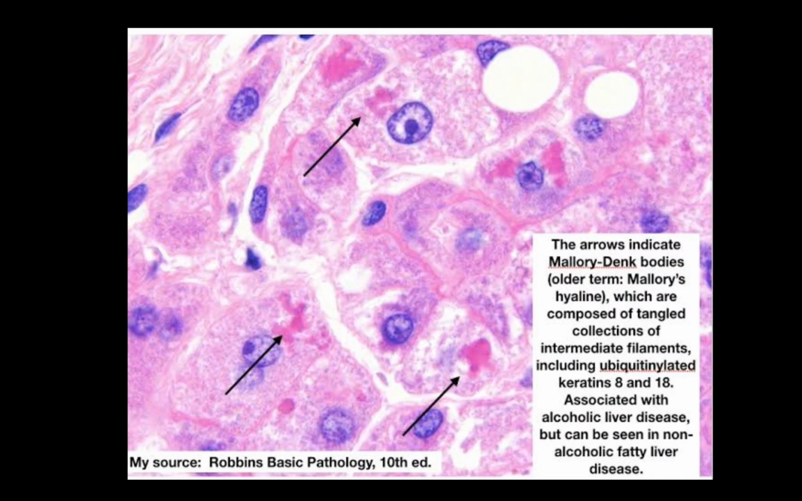Then the next image is of Mallory Denk bodies. These are composed of a tangled collection of intermediate filaments including ubiquitinated keratin 8 and 18, and it is associated with alcoholic liver disease but can also be seen in non-alcoholic fatty liver disease. So basically in this, the Mallory Denk bodies, that is cytokeratin 8 and 18, will be there. It will be marked pinkish in the image, like this one, and it is basically seen in alcoholic liver disease, but it can also be present in non-alcoholic fatty liver disease.